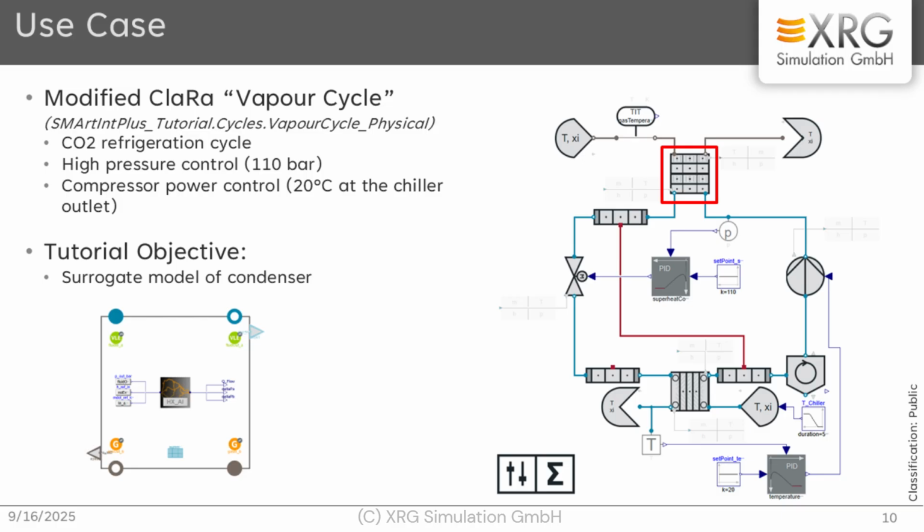It's a relatively simple refrigeration cycle. What we want to do is create what we see at the bottom here, in the bottom half to the left. That is a surrogate model of the condenser component that's also marked up there. So this is what we are going to do today.